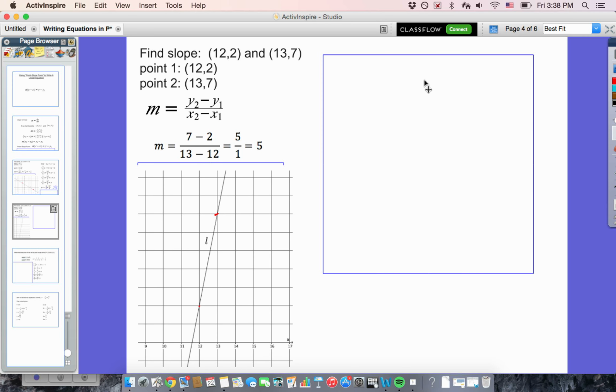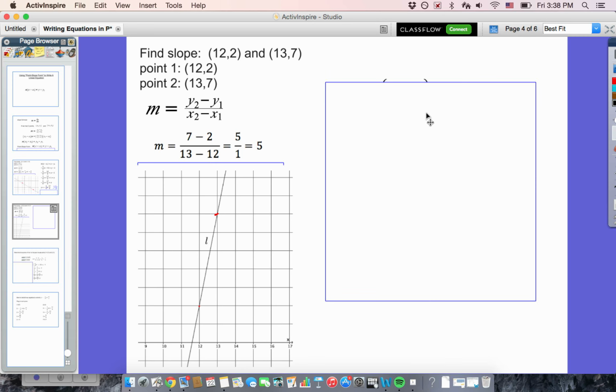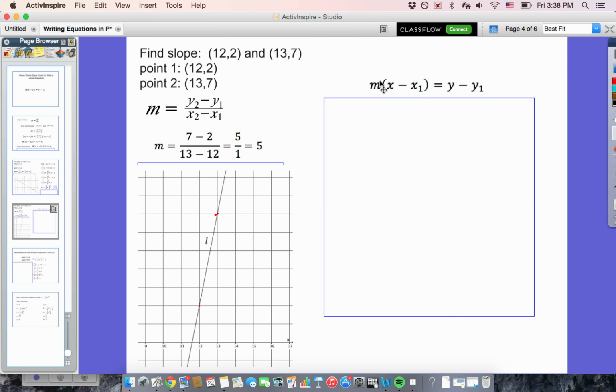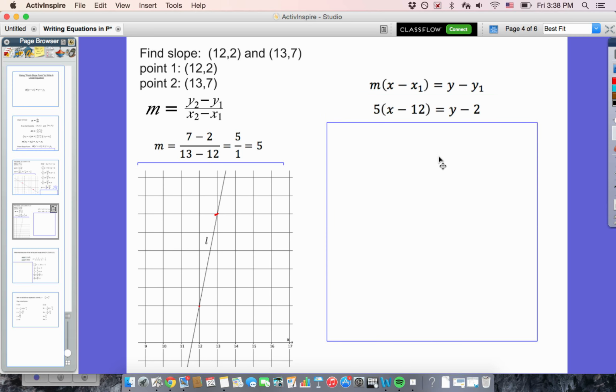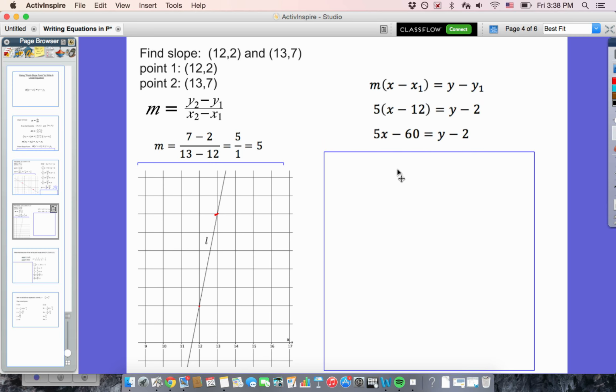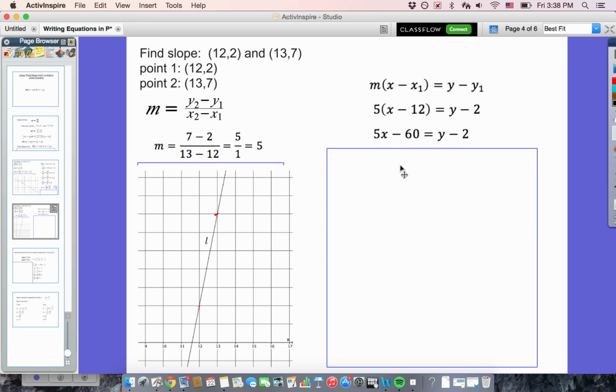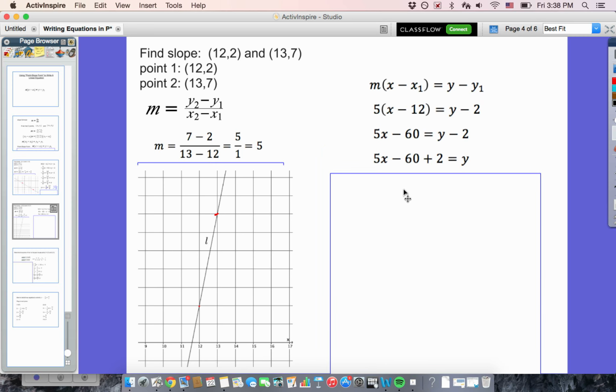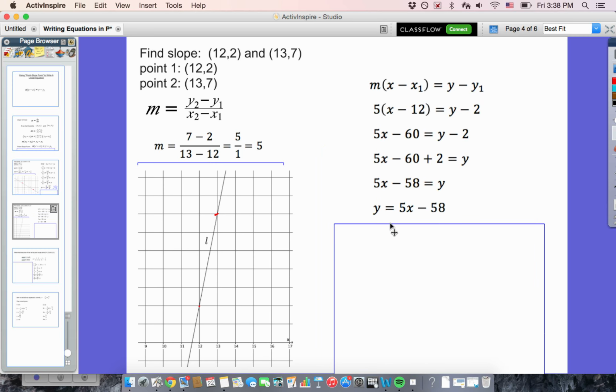Now we're going to plug this into our point slope formula. We plug the slope into m, and I'm just going to pick my first point to plug into x1 and y1, but again, we can also pick the second one if we want. So 5 times the quantity x minus 12 equals y minus 2. Then we distribute the 5, and to isolate y, we add 2 to both sides. We end up with y equals 5x minus 58. So here, our slope is 5, and our y-intercept is negative 58.